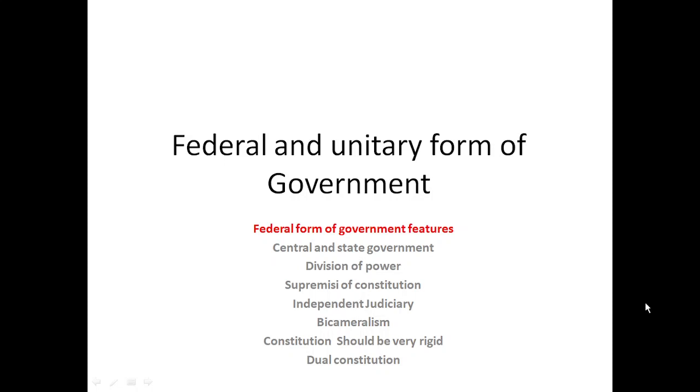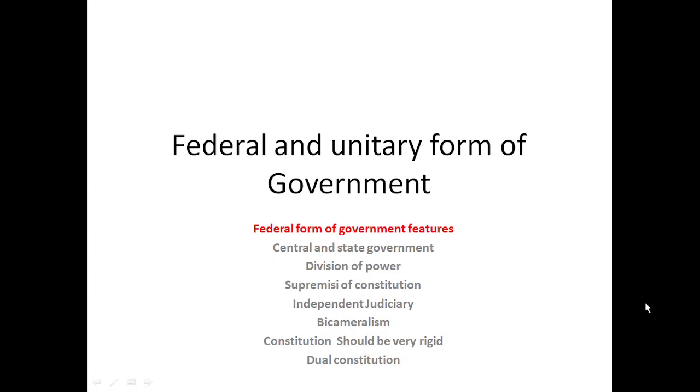This is for categorization. Now the next thing we have to discuss is what are the features of the federal form of government and what are the features of the unitary form of government. Whenever you see federalism, you say two governments, and in India we have two governments. One is central and another is state. Therefore, we say India has a federal form of government.